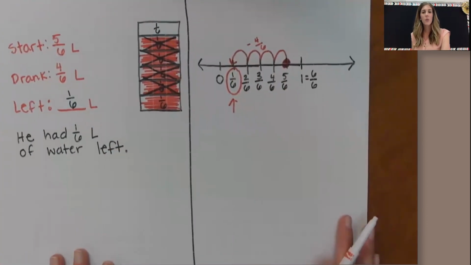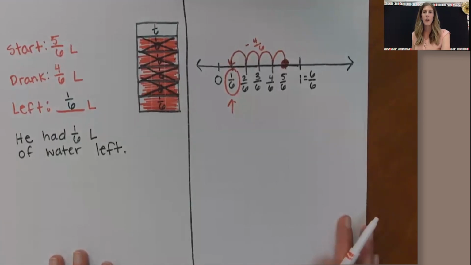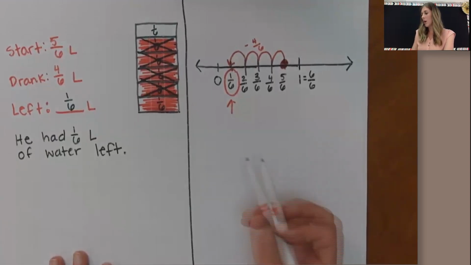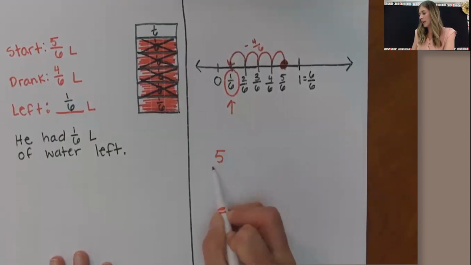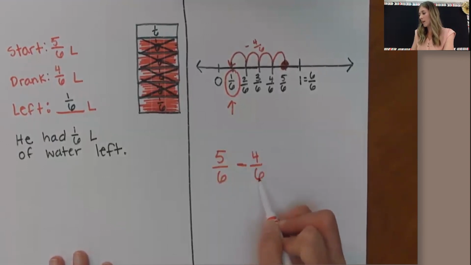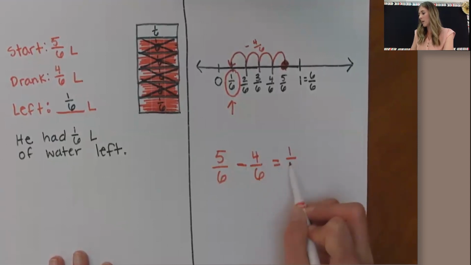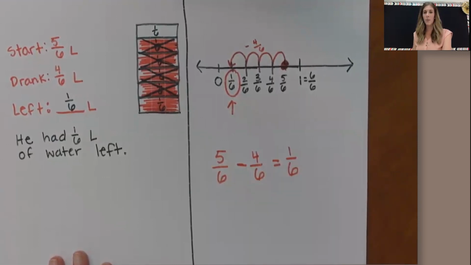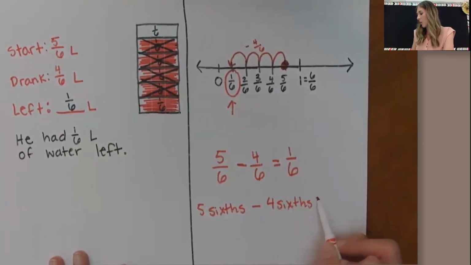Last but not least, we could write an equation to show what was happening here. We started with 5/6. We took 4/6 away, and we were left with 1/6. We could also write that in unit form. We had 5/6. We took away 4/6. We were left with 1/6.